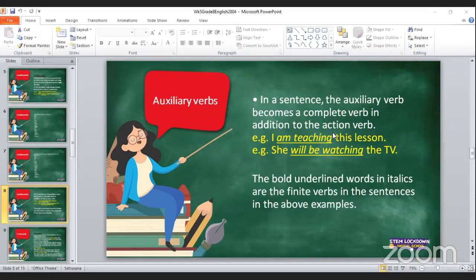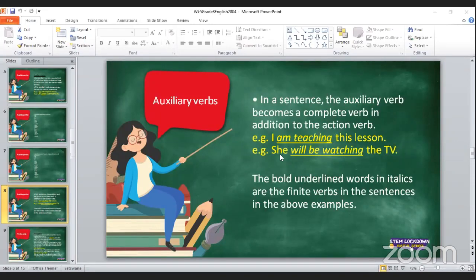So this becomes a complete sentence, and you can see the subject, the verb, and the object, but we are not there today. But yes, we are on auxiliary verbs, remember, finite verbs. So this is what it's all about.